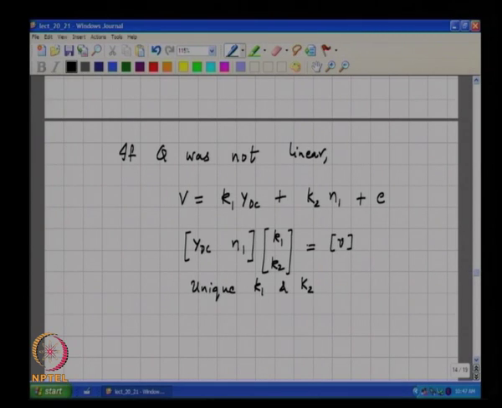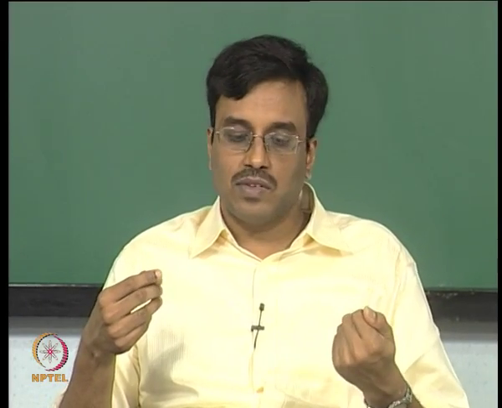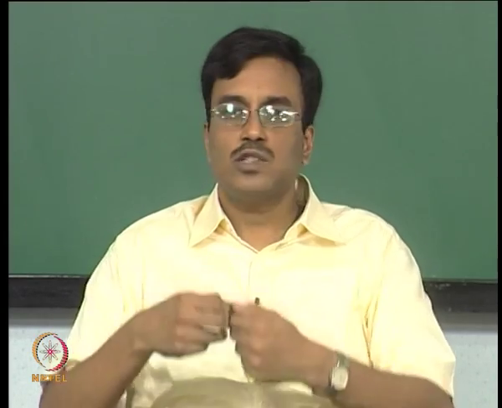Mean square error of e goes to 0. So, a reasonable approach is to say, okay, given that the system is non-linear, I cannot find a k1 and k2 such that v exactly equals k1 times ydc plus k2 times n1, you understand, all right. That is fair enough, because this is a non-linear block.